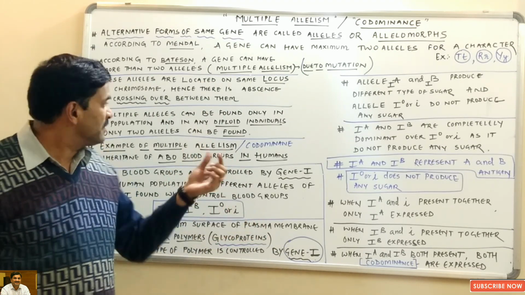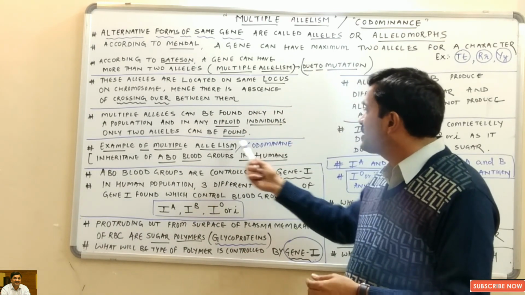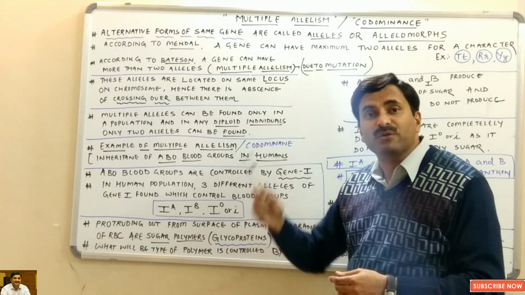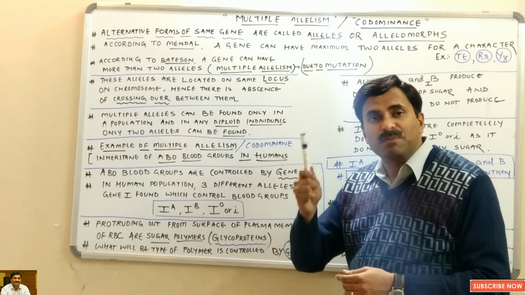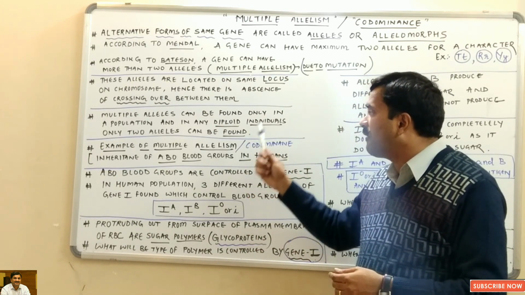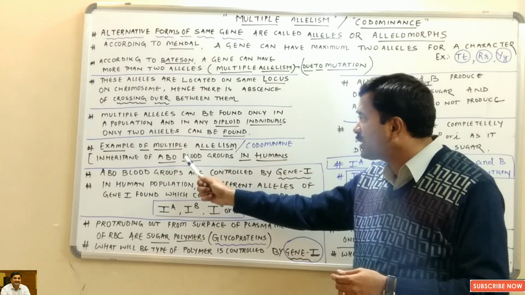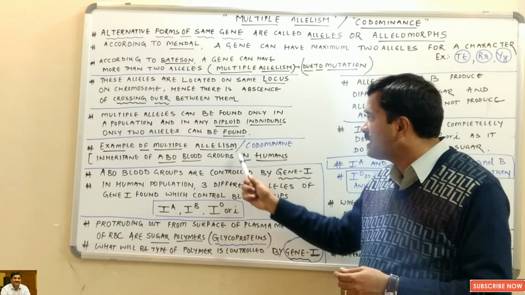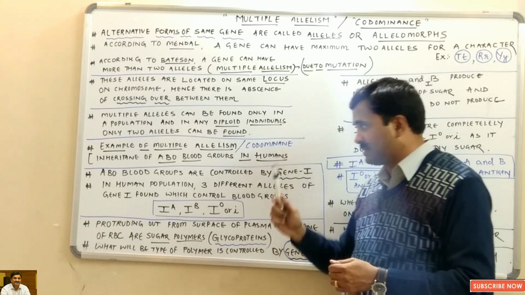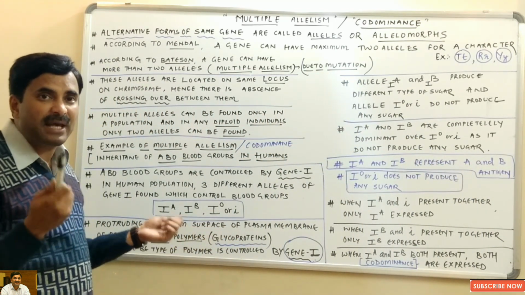Yes, in human beings the best example of multiple allelism and codominance is the inheritance of the human blood groups, that is, the ABO blood grouping system. It represents a very good example of multiple allelism as well as codominance. Now the question arises: how is it an example of multiple allelism?